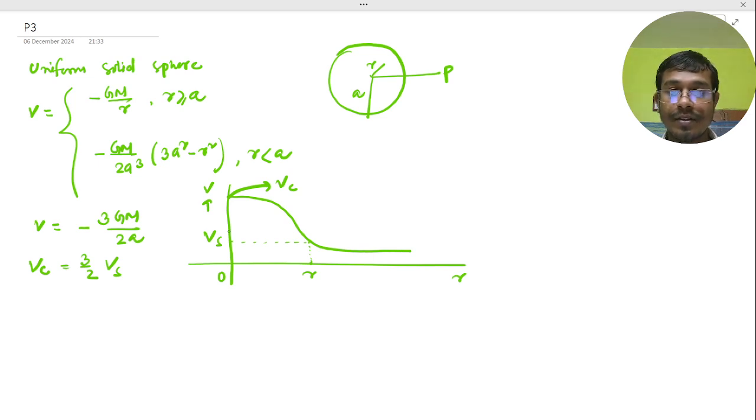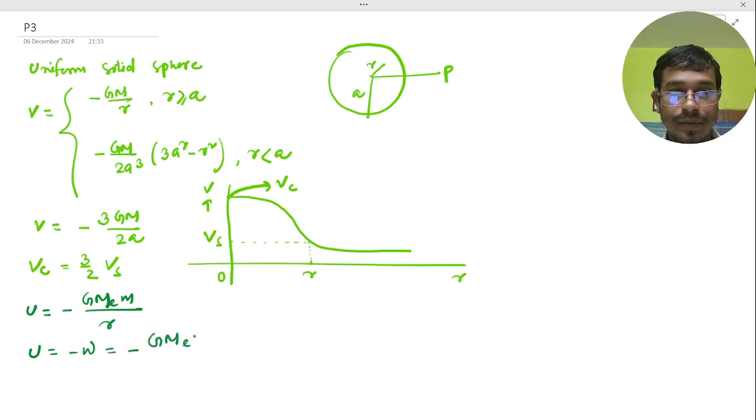Now the potential energy of a particle of mass m placed at a distance r from the center of the earth. This is the potential energy formula, and the expression would be U equal to minus G Me m by r, and at the surface of the earth the potential energy is minus G Me m by Re. This one is for the surface of the earth.